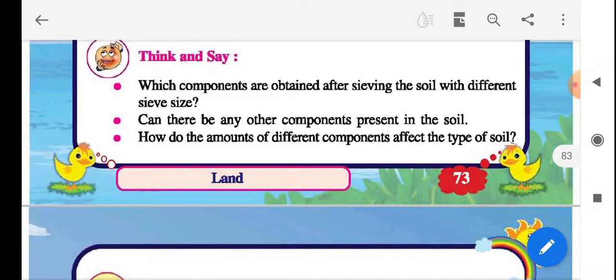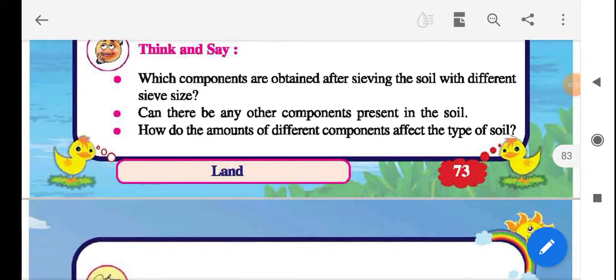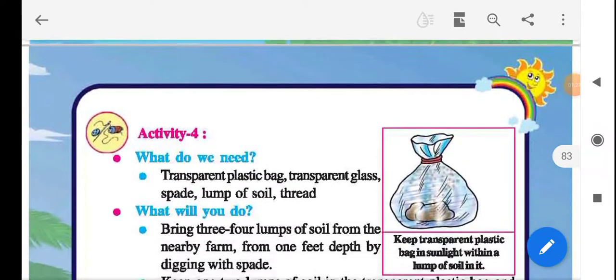How do the amounts of the different components affect the type of soil? The amounts of the different components depend on the area-wise soil separation. Black soil, sandy soil, yellow soil, red soil, likewise it depends.